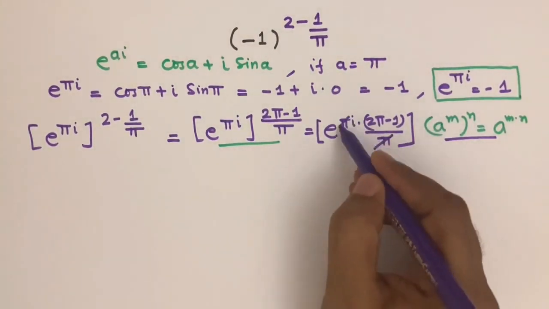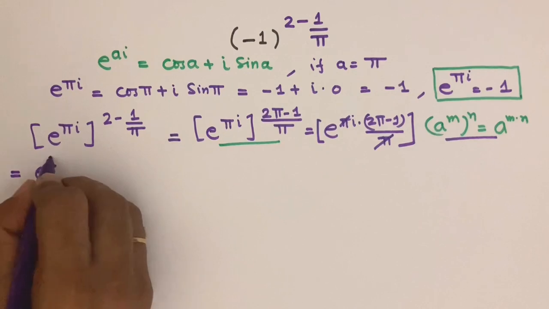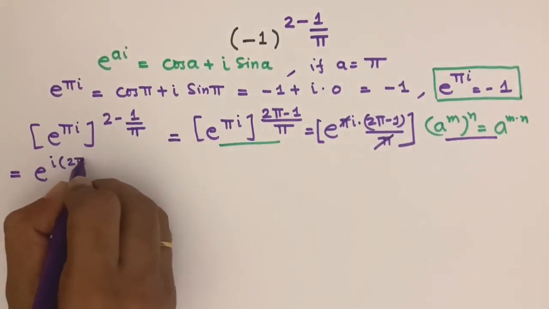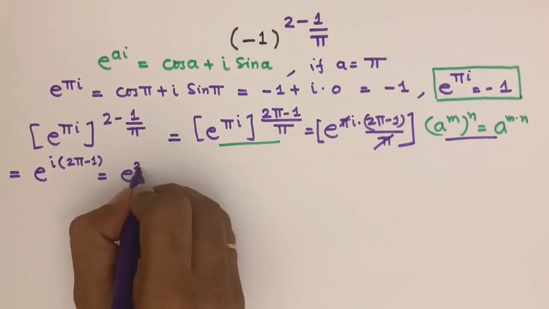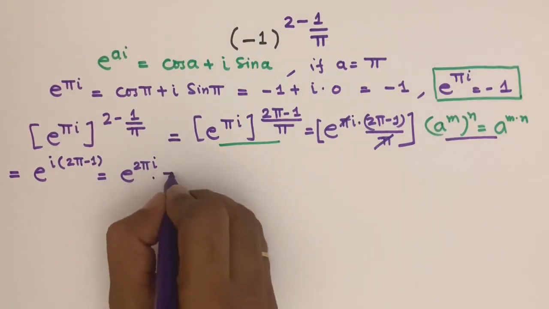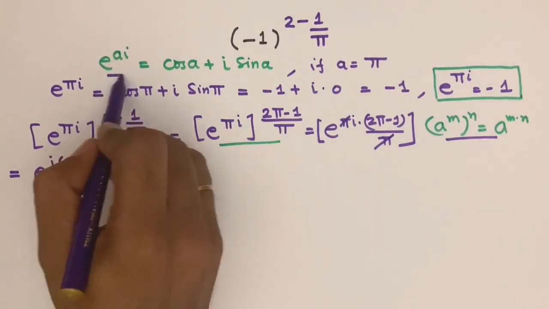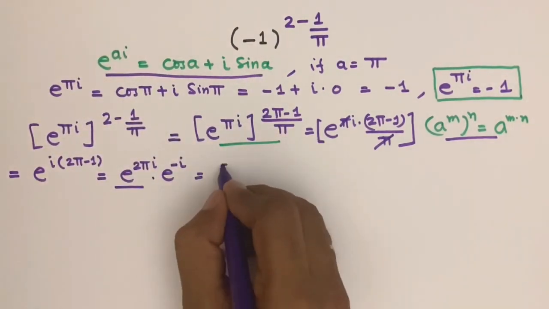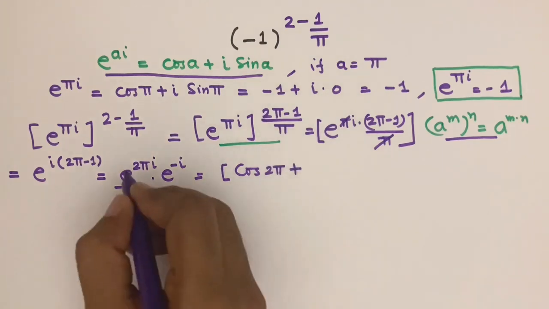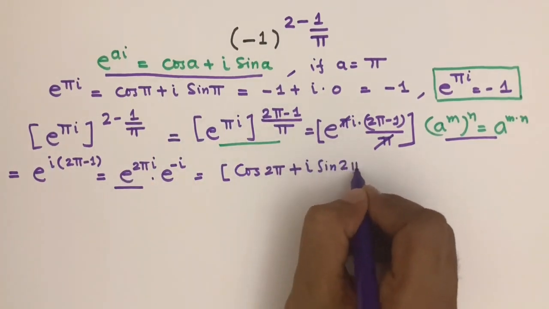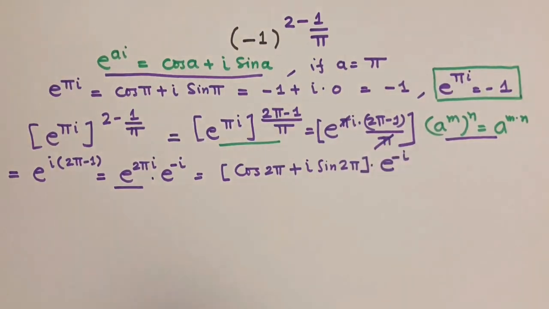So this pi and this pi cancel out. So this simplifies to e to the power i multiplied by (2 pi minus 1), which is equal to e to the power 2 pi i multiplied by e to the power minus i. Now solve e to the power 2 pi i using this rule. So this becomes (cos 2 pi plus i sin 2 pi) multiplied by e to the power minus i.